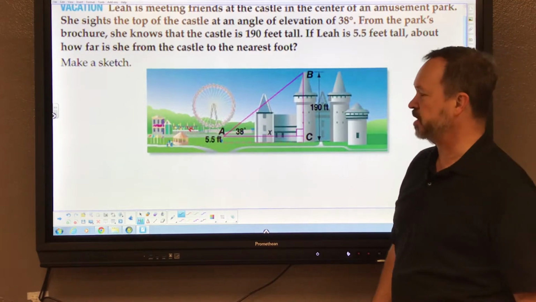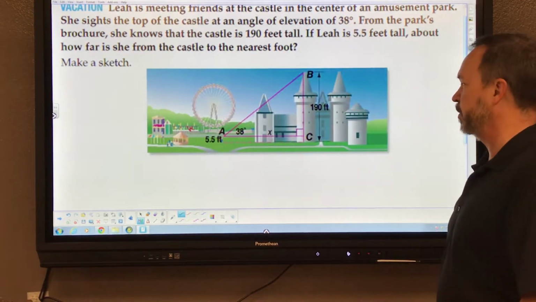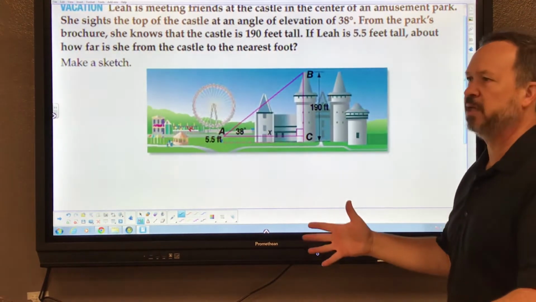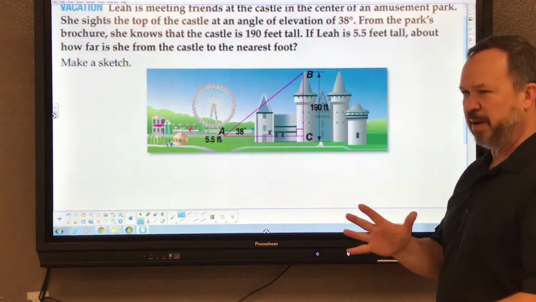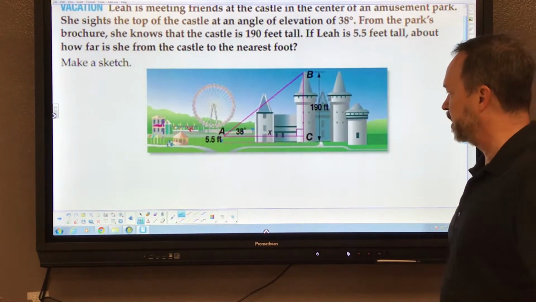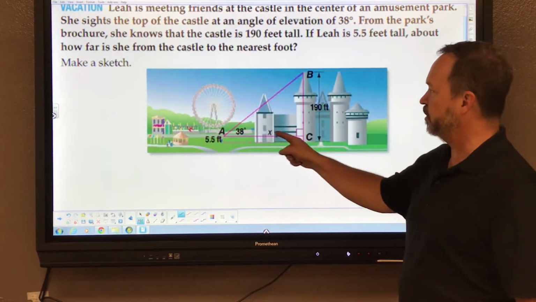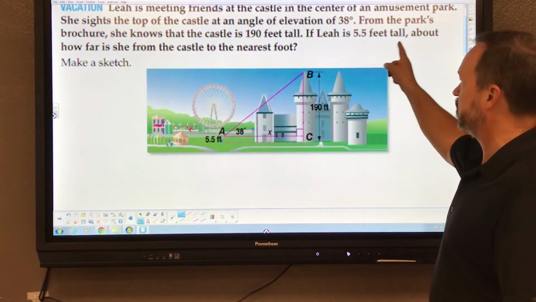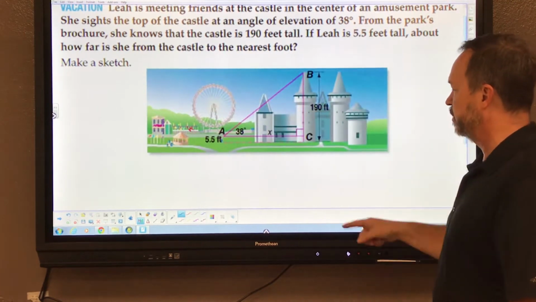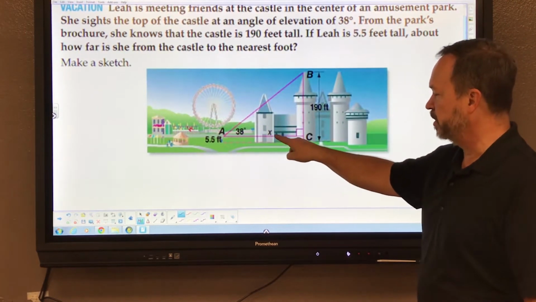I think I mentioned this to you, but I was taking a class 2 years ago in the summer, and we went out and measured the height of trees by doing this kind of thing. You can make relationships and know how these things connect together. So they want to know how far she is from the castle. That's what it says. How far is she from the castle to the nearest foot? They want to know how far this is. So they put a little X right here.